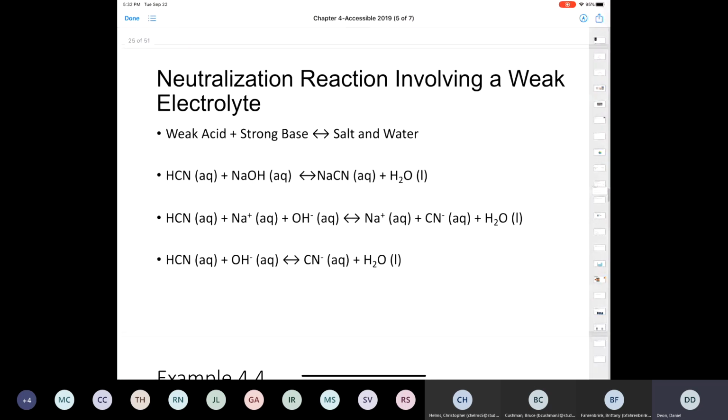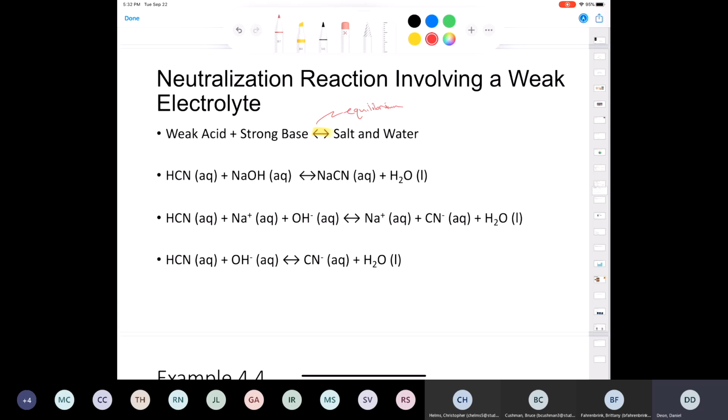Now, if we try a neutralization reaction with a weak electrolyte, we're going to take a weak acid plus a strong base. We end up with a salt plus water, but the only thing that changes is the direction of our arrow. Instead of a one direction arrow, we have an equilibrium arrow, and that's what this denotes, okay? So this is equilibrium, like that. Anyhow, so we have hydrocyanic acid, that's HCN, plus sodium hydroxide.